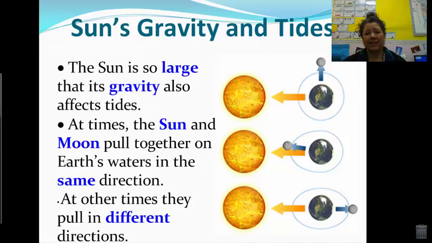And then also, like I said, the sun does have an effect on it, and when all three are lined up, the pull is going to be a lot stronger than when it's just the moon or just the sun. The sun and the moon can pull the waters in the same direction, and sometimes they pull in different directions, and that can affect the strength of the gravitational pull, as well as how big or small that tide may be.